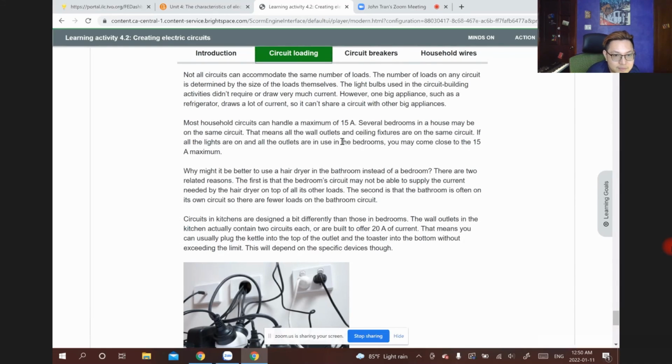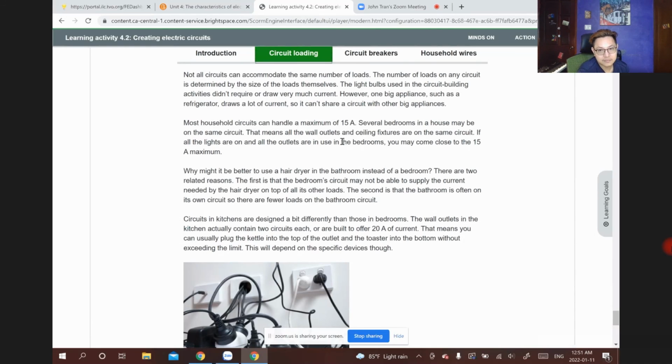Several bedrooms in a house may be on the same circuit. Come close to the 15 ampere maximum. Why might it be better to use a hairdryer in the bathroom instead of the bedroom? Okay, using this knowledge, can you answer that question? Why is it better to use a hairdryer in the bathroom instead of the bedroom? What do you think?